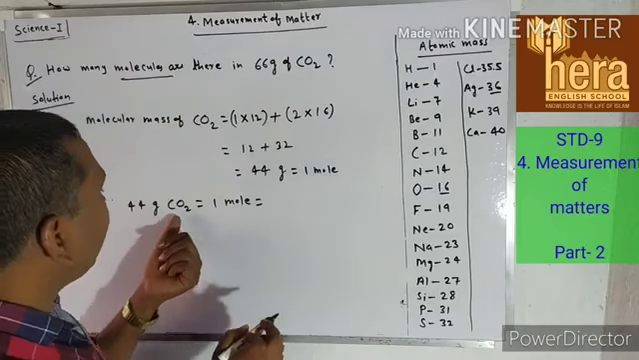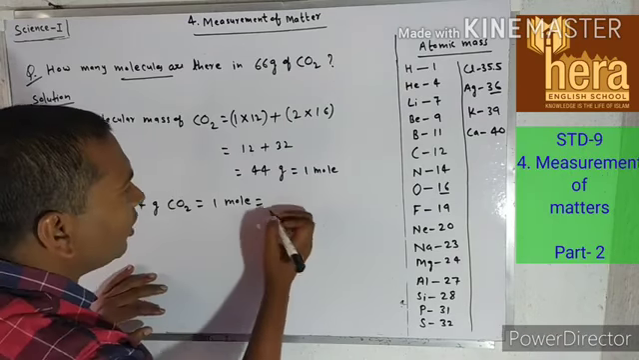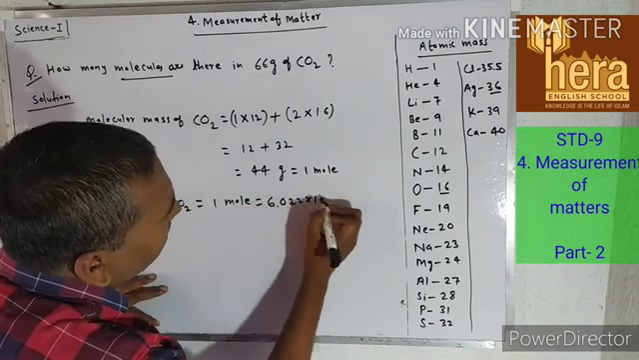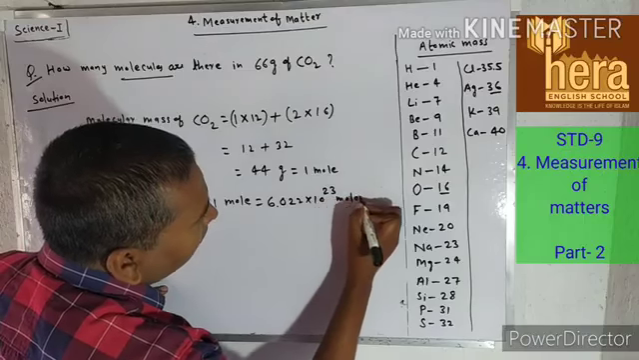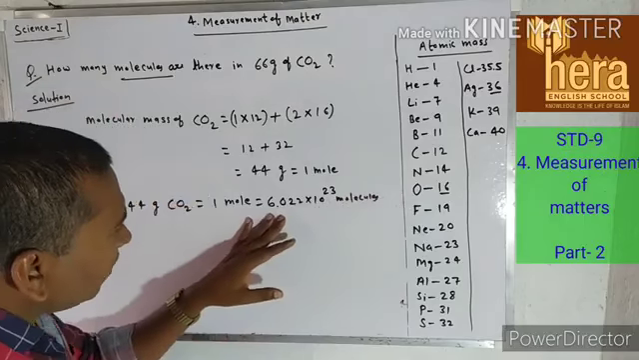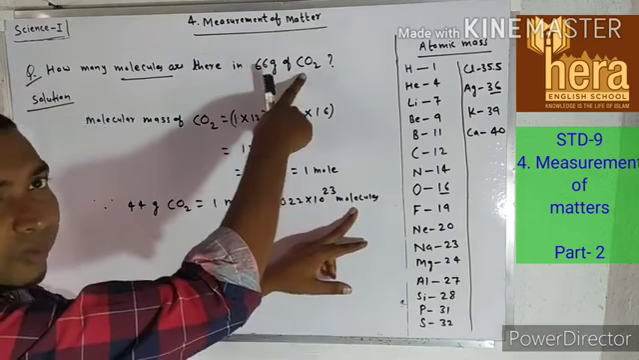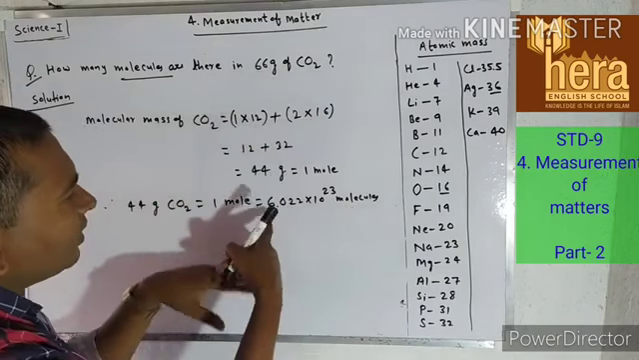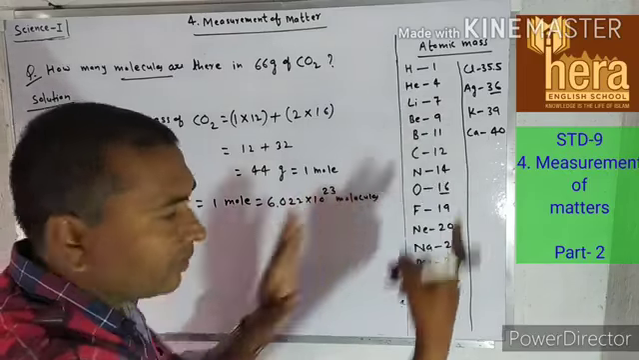So 44 gram of CO2 is equal to 1 mole, and we know that 1 mole is equal to how many molecules? 6.022 into 10 raised to 23 molecules. So here 6.022 into 10 raised to 23 molecules of carbon dioxide, because we are calculating the number of molecules.